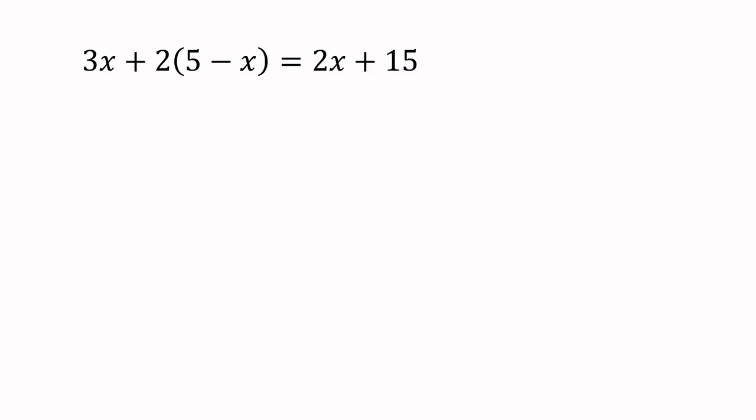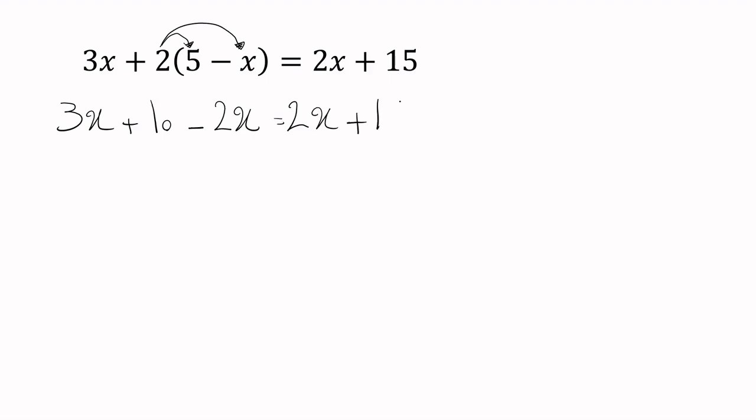Let's solve the first example. This example will be solved by inverse operation. Okay, the first step was simplifying each side. Can I simplify this example more? Yes, here we have parentheses, and first we must get rid of these parentheses, so I can multiply 2 to 5 and x. I'm going to have 3x plus 2 times 5, 10. 2 times negative x will be minus 2x is equal to 2x plus 15.